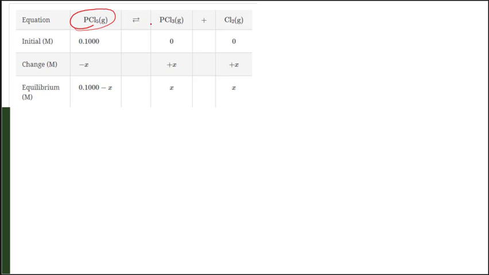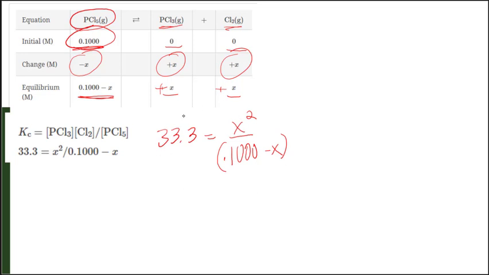PCl5 decomposing into PCl3 and Cl2. Everything's balanced. It's all a 1 to 1 ratio. I'm told my initial concentration of my reactant, I have 0 products. So I'm going to lose reactant, gain product, giving me 0.1 minus x, x and x. If you really want a plus x there, that's fine. Setting up our expression, there we have it.